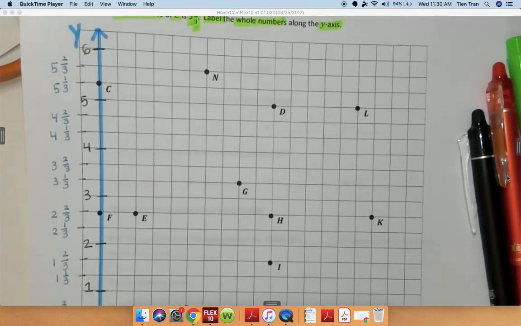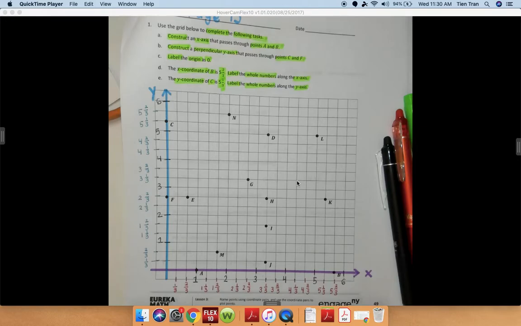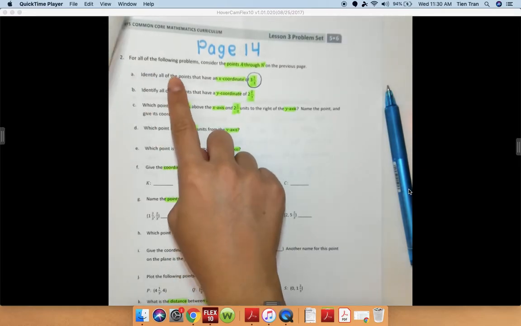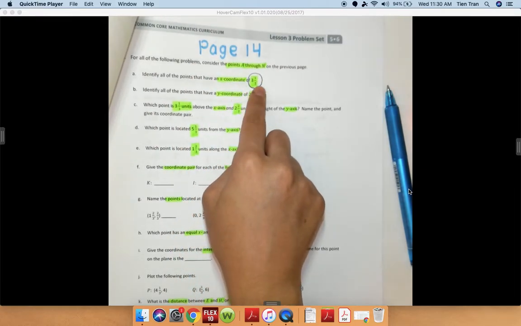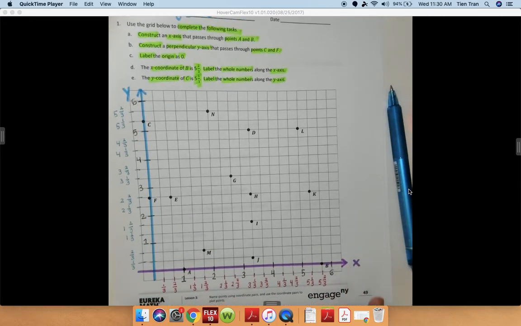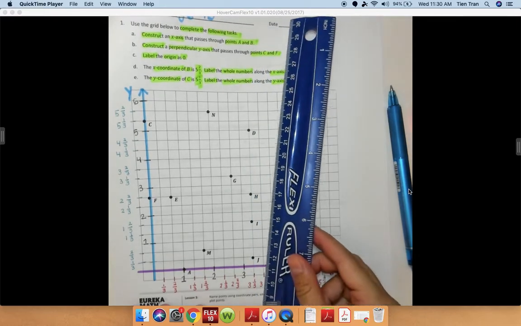So I'm going to zoom out a little bit so you guys can see the numbers and have a chance to copy this. This would be a good time for you to pause so that you can look at it very closely. Okay, so I labeled all my points, and I'm going to read that question again. It says, identify all the points that have an x-coordinate of 3 and 1/3. So this is my x-coordinate right here, and I'm going to look at the x-coordinate that has 3 and 1/3.